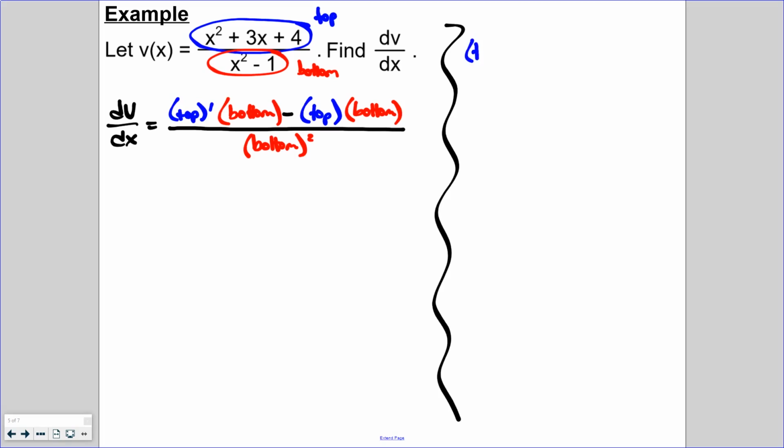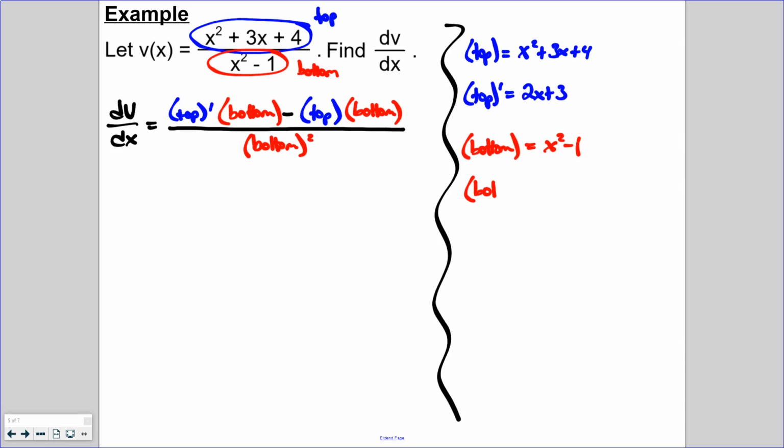So let's see, we know that the top, we already defined that as x squared plus 3x plus 4. Then we just need to take its derivative, which will be 2x plus 3. Then next we have the bottom, which we've already identified as x squared minus 1. Then we just need to take the derivative of the bottom, which is 2x. Alright, so now we have the instructions. We have all the pieces. Let's put together our puzzle.